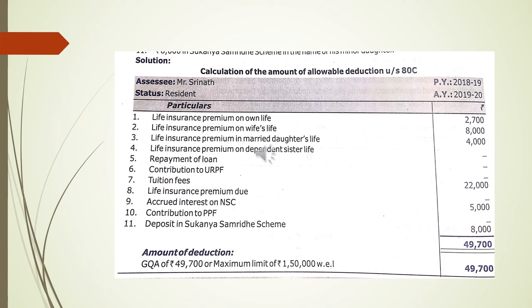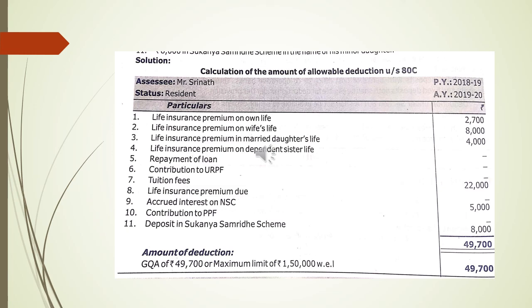LIC insurance premium on his major son which was due in December 2018, but 3,000 was paid in May 2019. So May 2019 will fall in 2019-20 previous year. So it will not be applicable for 18-19 previous year. So we are not showing that as deduction.